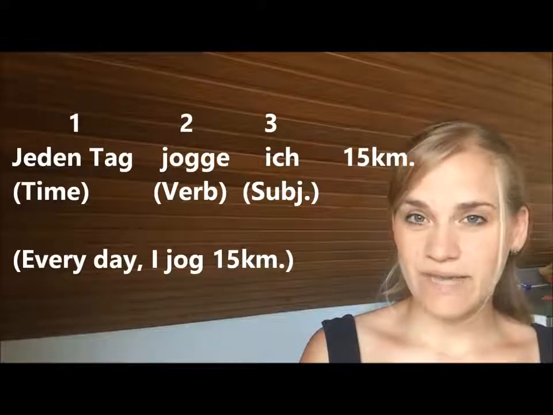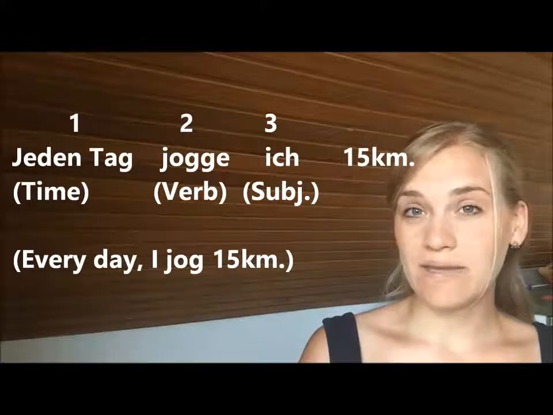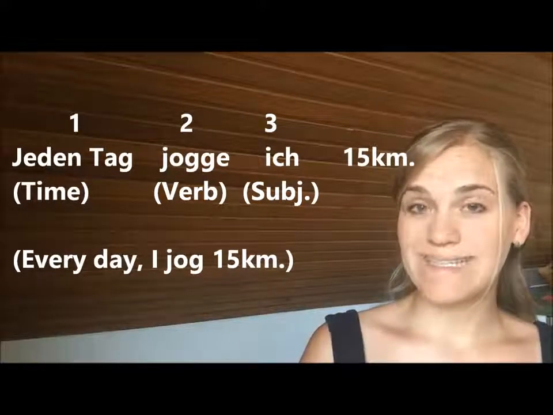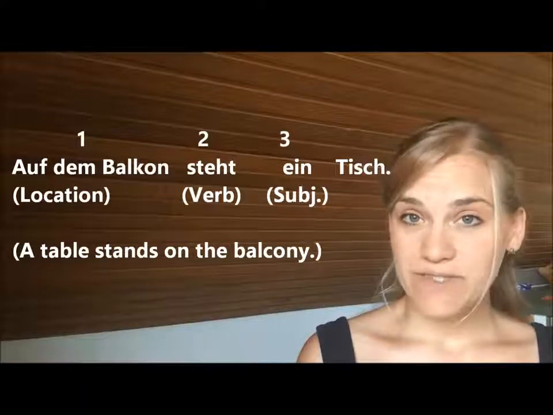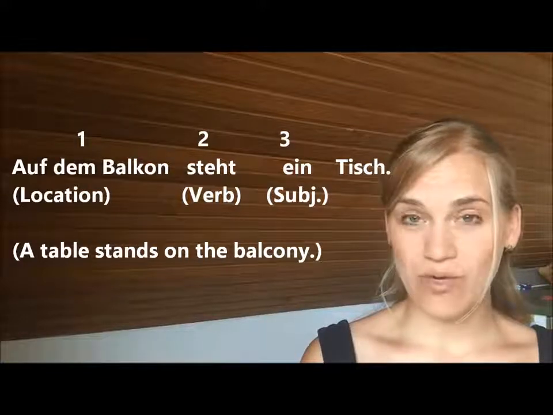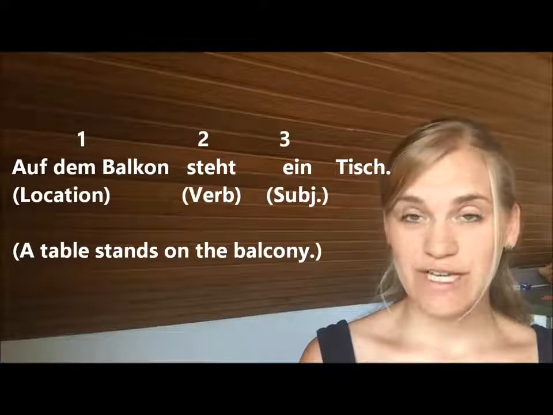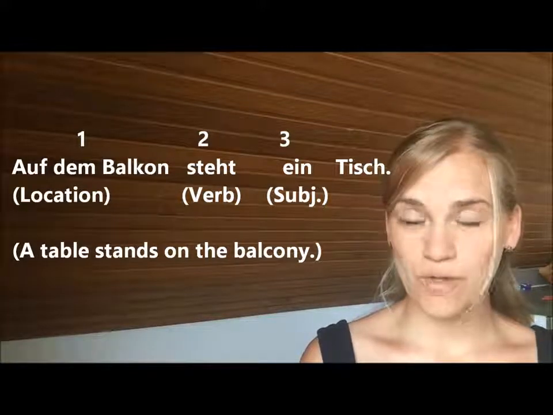In the sentence that I just gave you, jeden Tag jogge ich 15 Kilometer, you have an element that is made up of more than one word. Jeden Tag, 2 words. So this is very common. Elements in a sentence can be made up of more than one word. I'll give you an example where one element is made up of 3 words. Auf dem Balkon steht ein Tisch. So the first element of the sentence is auf dem Balkon.